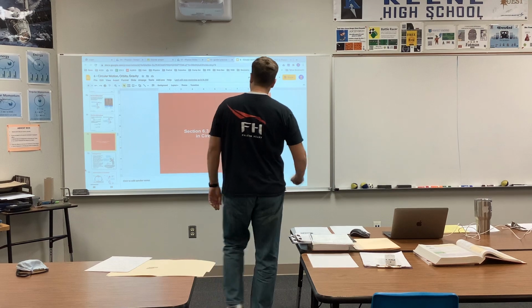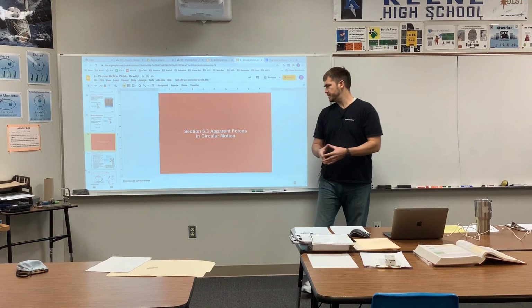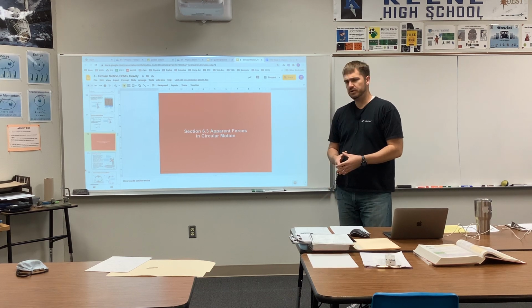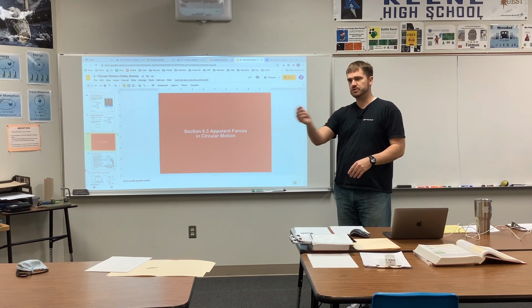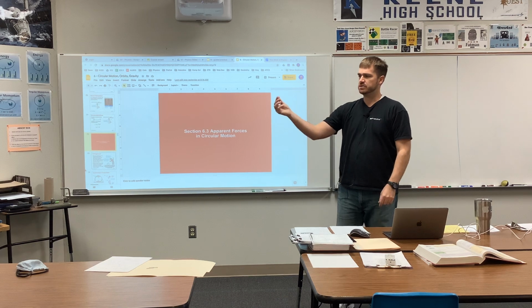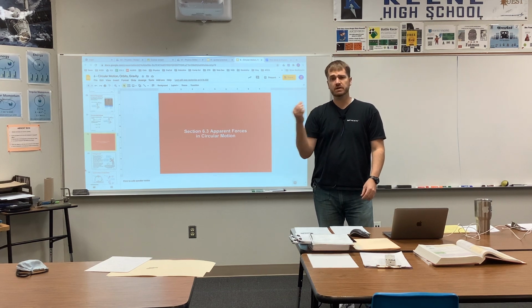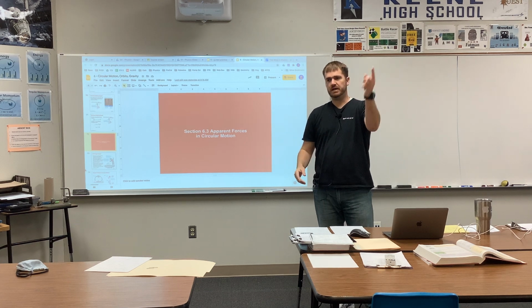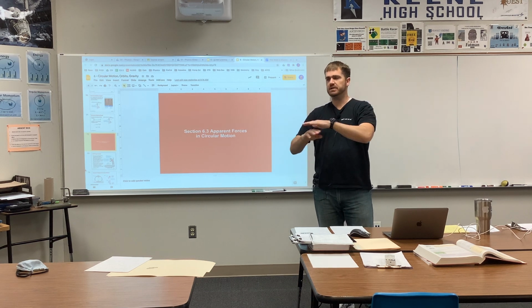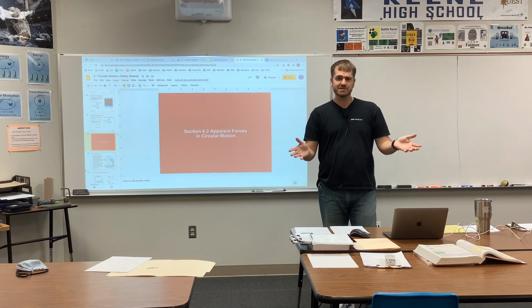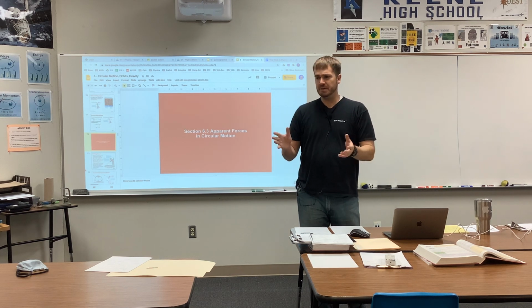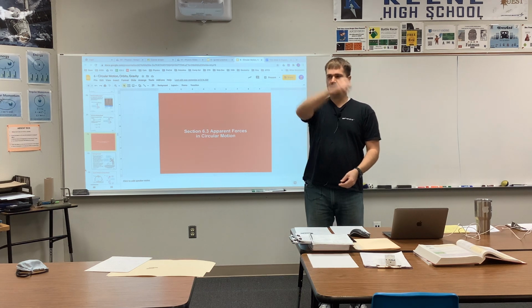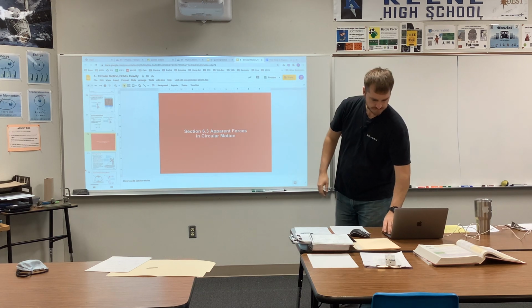This is the lesson on section 6.3, apparent forces in circular motion. What we're going to do is talk about things that are traveling in a circle. That circle could be horizontally oriented or it could be vertically oriented. In reality, it could be at pretty much any angle in between those. But this is high school physics, and so we're going to be talking about just these two basic scenarios, something where maybe it's rotating like this or rotating like that.